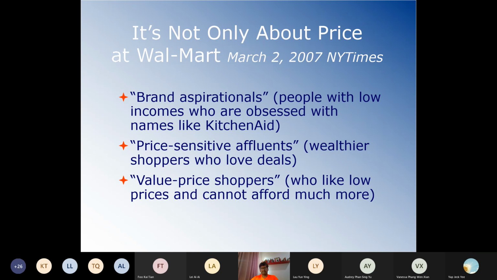There are three categories. One is the brand aspirational. These are the people with low incomes, but they will be obsessed with names like KitchenAid. So brand addict, you can call them. Then price sensitive affluence. This is wealthier shoppers who love the deals. And finally, the value price shoppers who like the low price and cannot afford much more.